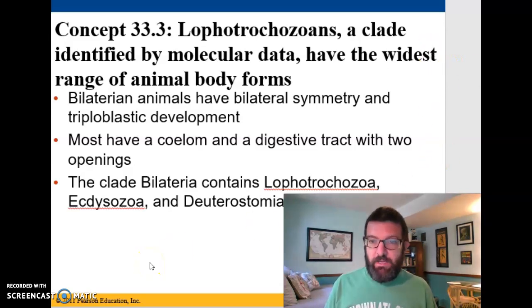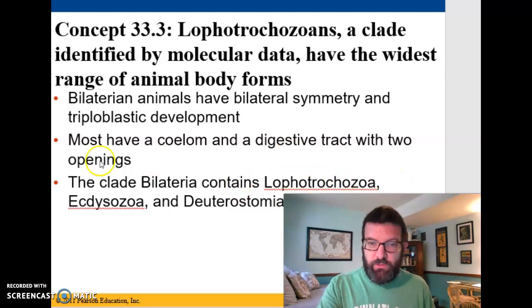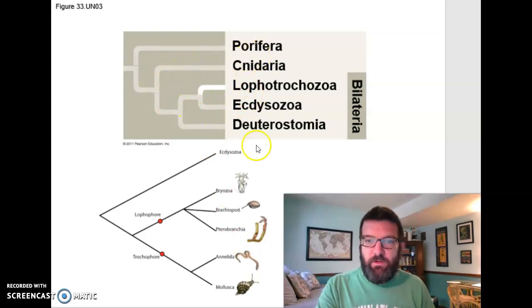And this clade, Bilateria, these bilaterally symmetrical organisms, include three groups of phyla: Lophotrochozoa, Ecdysozoa, and Deuterostomia. And as you can see here, we have cnidarians branched off here. This is all Bilateria. And we're going to talk about Lophotrochozoa first, which is going to be this group here.